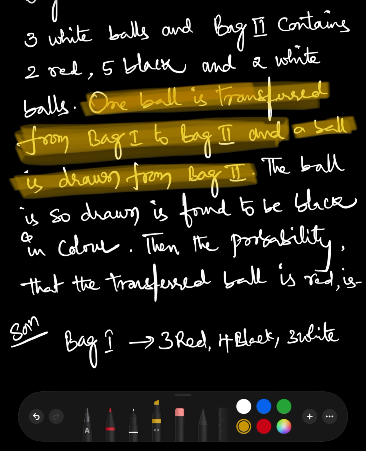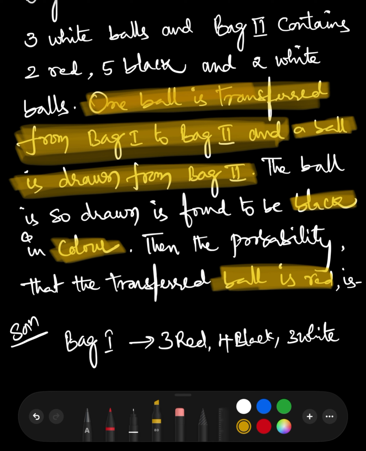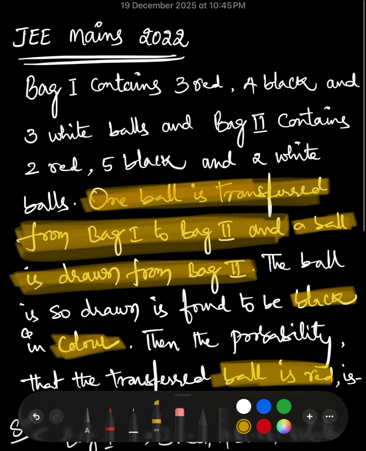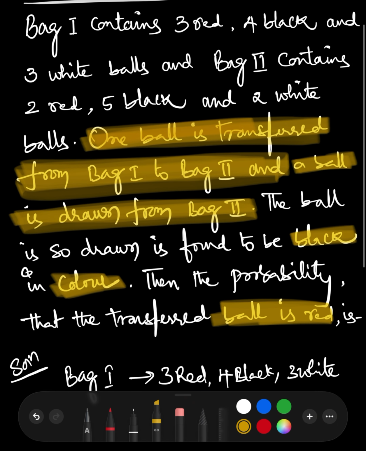so the ball we have drawn should be black in color, right? That is a black color, right? Then the probability that the transferred ball is red, that ball we have transferred is red, that probability we have to identify, right? Now here what events should happen? The first is transferring a ball, right?